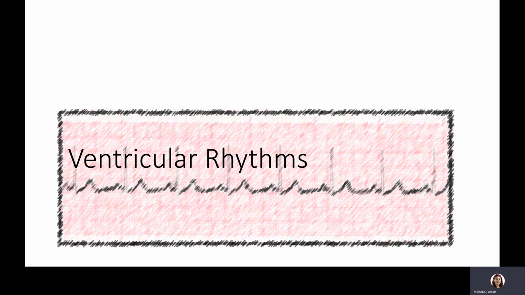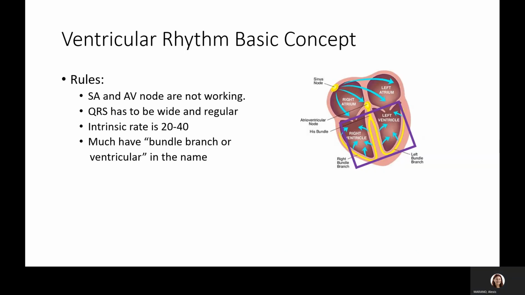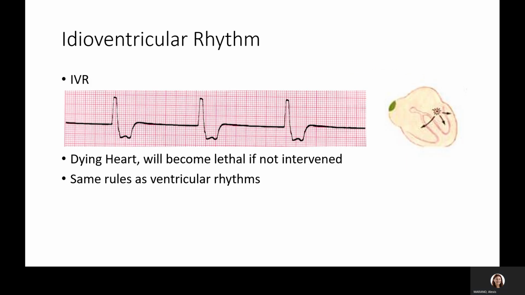Next, we're going to discuss ventricular rhythms. Okay, so here we are bypassing the first two pacemakers, and we have the whole ventricular part of the heart that's trying to take over and support. So our SA node and AV node are not working. So our QRS now has to be wide and regular. We expect the intrinsic rate to be somewhere between 20 and 40, and it's got to have bundle branch or ventricular in the name. So the first one is idioventricular.